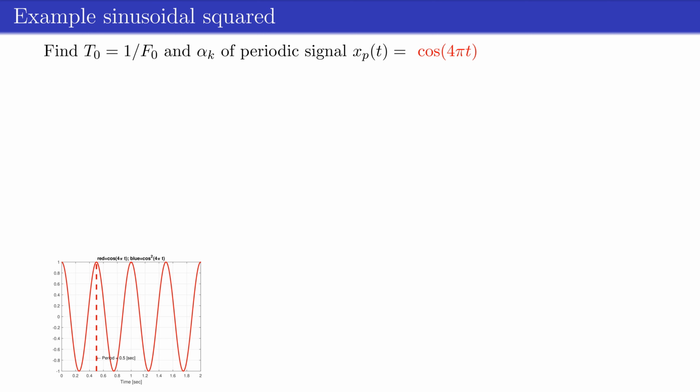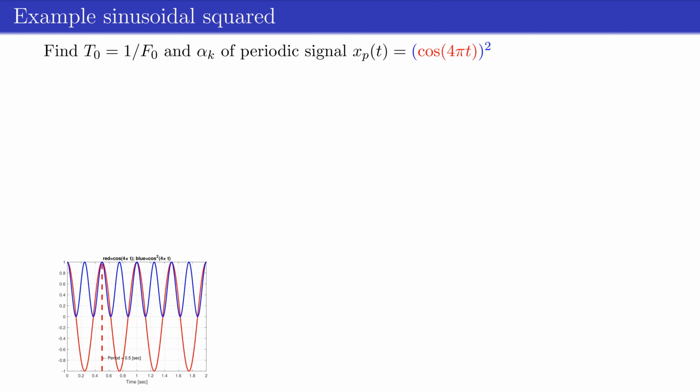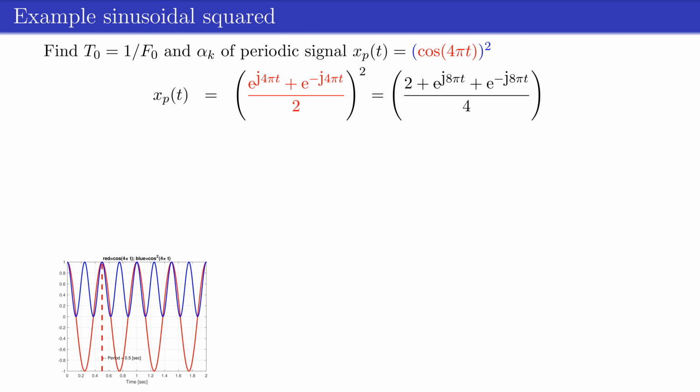We will show this by evaluating the spectral content of a squared sinusoidal signal. The original sinusoidal signal, in red, has a frequency of 2 Hz. Thus, its period is half a second. We can find the fundamental frequency of the squared signal, in blue, by using Euler, which can be written as a dc plus a sinusoidal term from which the frequency is twice the frequency of the original sinusoidal.